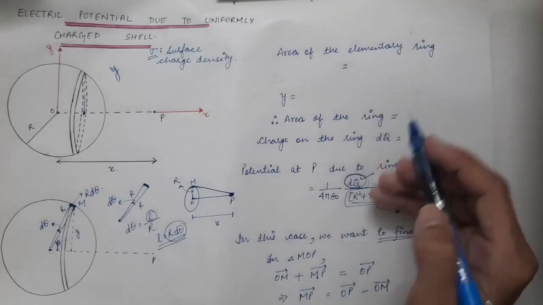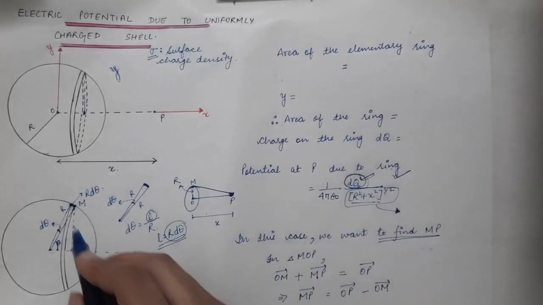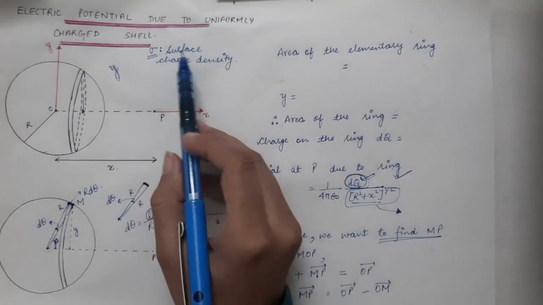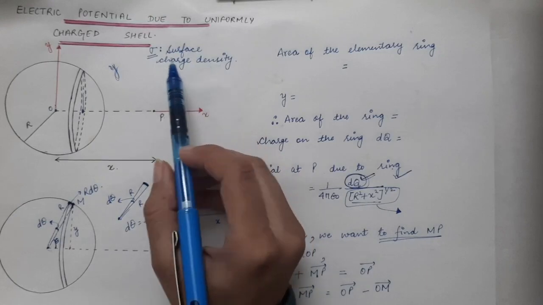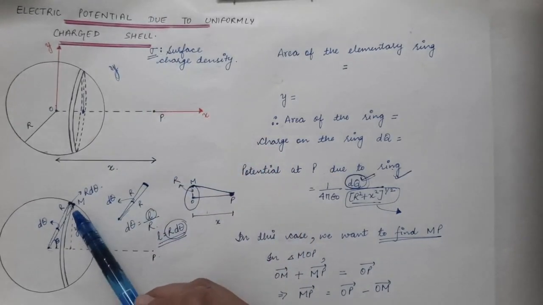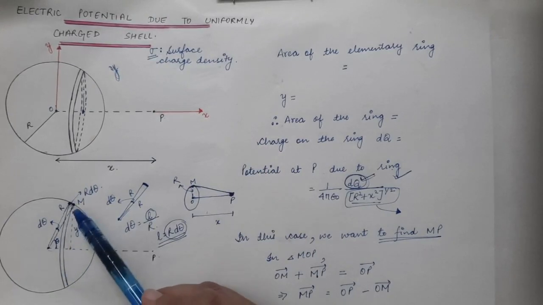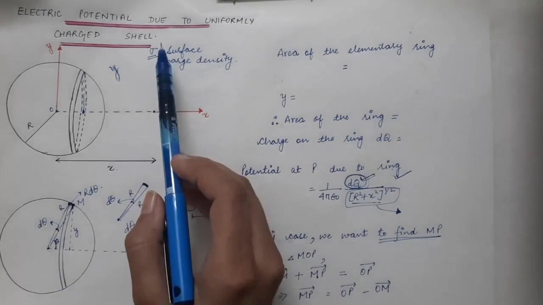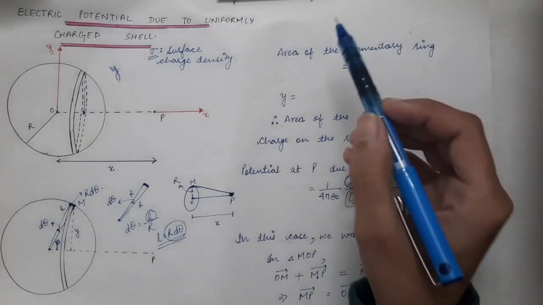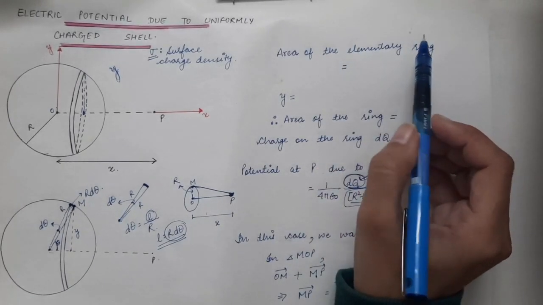Now we want to find the charge on the elementary ring. Firstly, we will find the charge on this elementary ring. This whole shell is given with sigma as the surface charge density, that is the charge present in unit area. So first of all, we are going to find the area of this elementary ring, then we will multiply the area of this elementary ring with sigma, so that will give us the charge on this elementary ring.